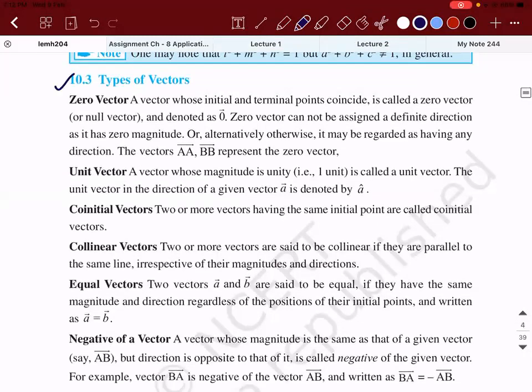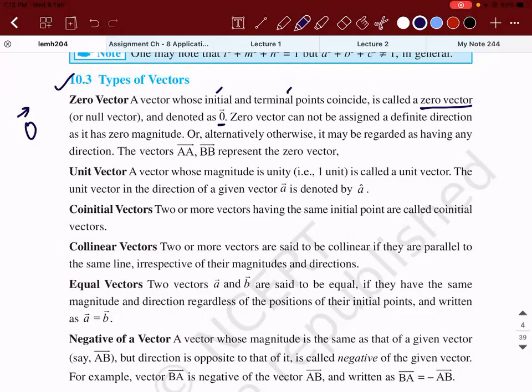Next are the different types of vectors. First we saw the position vector. The next type of vector that we are supposed to see is the zero vector. So what is a zero vector? A zero vector is basically a vector whose magnitude is 0, meaning the initial point and the terminal point of that vector are the same. A vector whose initial and terminal points coincide is called the zero vector or null vector, and it is represented by the symbol 0 with a bar on top of it. It is not O, it is 0 with a bar on top.